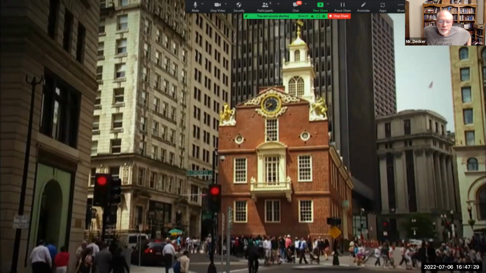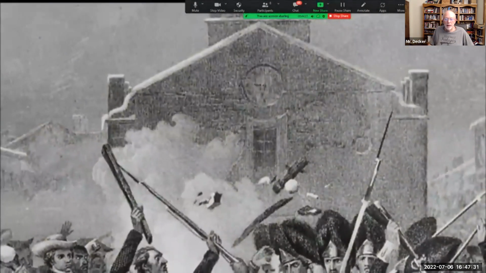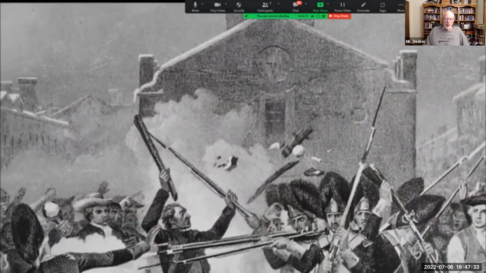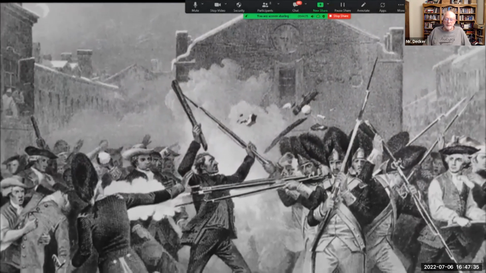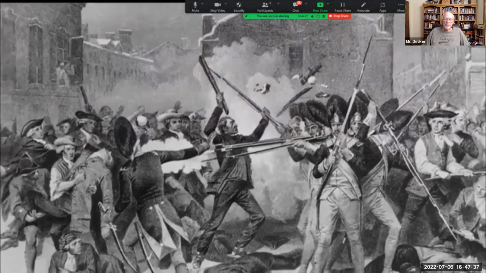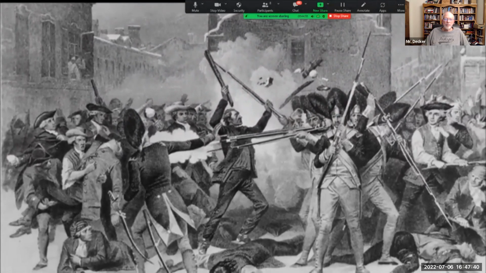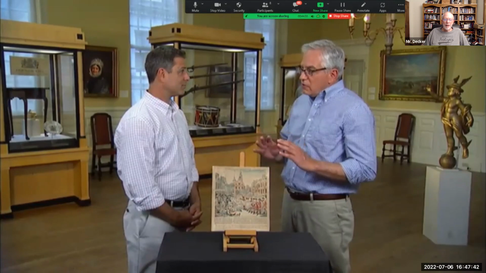Wes, here we are at the Old State House in Boston, and it was right here where the Boston Massacre happened nearly 250 years ago. That's right, Mark. This was a pivotal moment in the history of the American Revolution. It's March 5th, 1770. Dusk is falling.